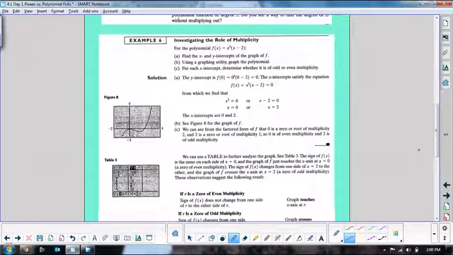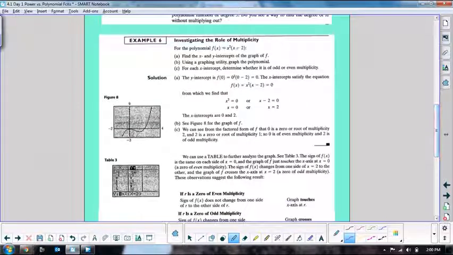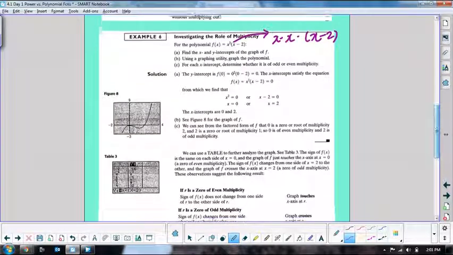The rest of it talks about multiplicity, which I'm hoping you talked about last year. So x to the second times x minus 2. Multiplicity talks about how often a factor occurs. So this factor of x, if you really wrote it out, would be written twice. So it occurs twice. And this x minus 2 only occurs once. So the multiplicity of x minus 2 is 1, and the multiplicity of the x is 2. We'll talk about how that changes your graph.